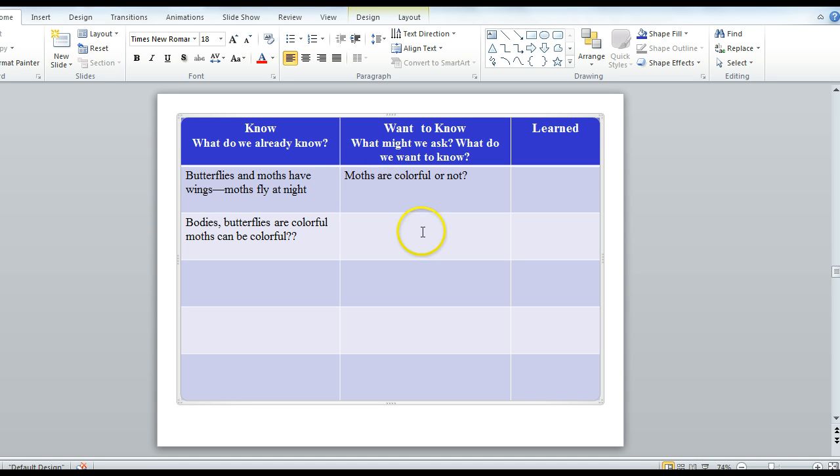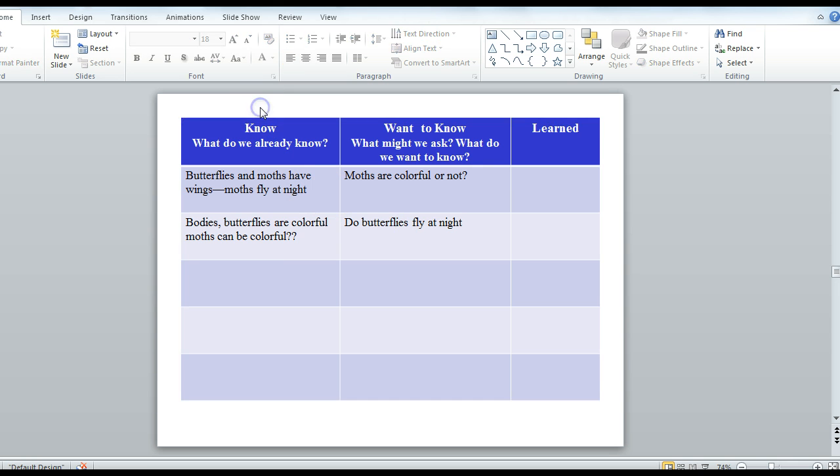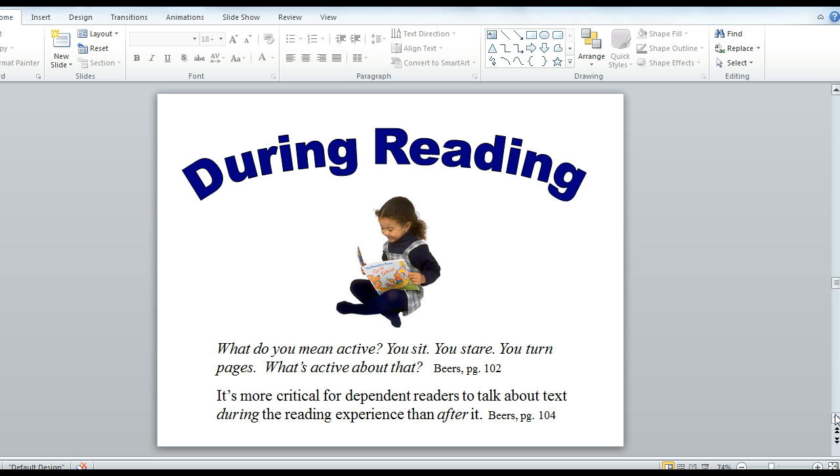What else would I like to know? I'd like to know, do butterflies fly at night? Do butterflies fly at night? Etc. And I'm not going to do the learned column because I don't need to do that. I'm going to copy this slide. I'm going to copy this chart because we're going to need it later. Okay. So that was it before reading.